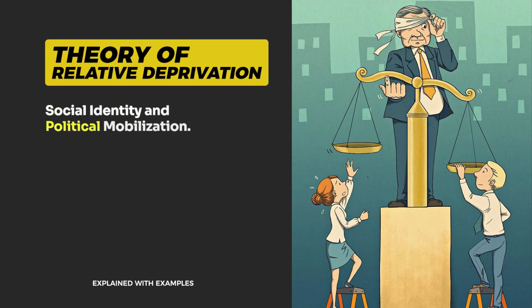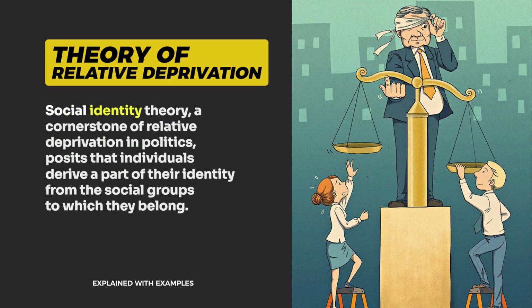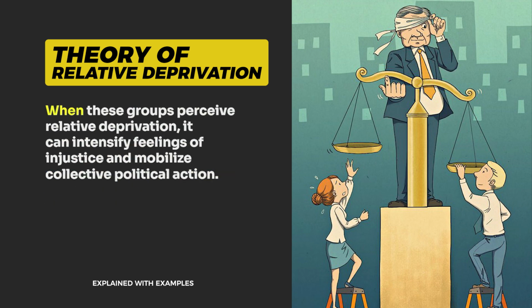Social identity and political mobilization. Social identity theory, a cornerstone of relative deprivation in politics, posits that individuals derive a part of their identity from the social groups to which they belong. When these groups perceive relative deprivation, it can intensify feelings of injustice and mobilize collective political action.